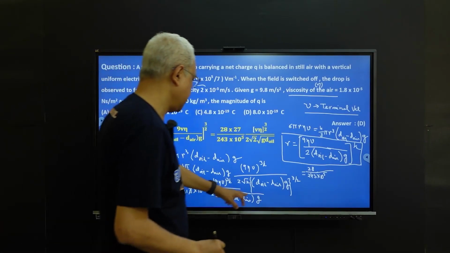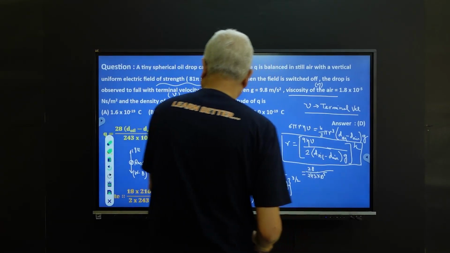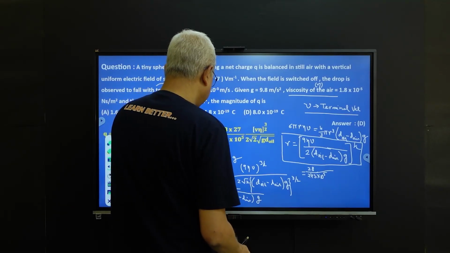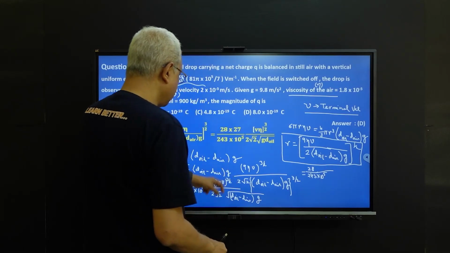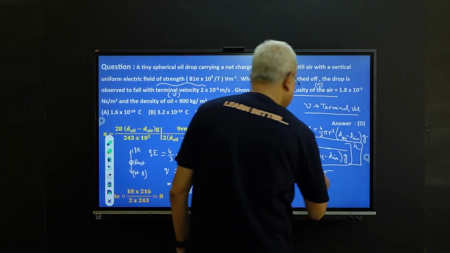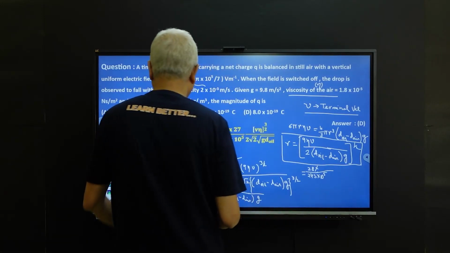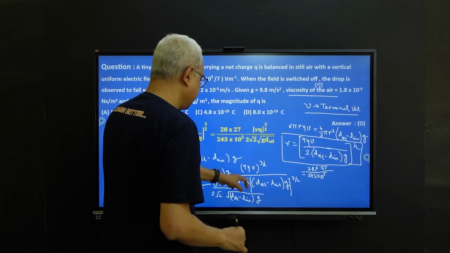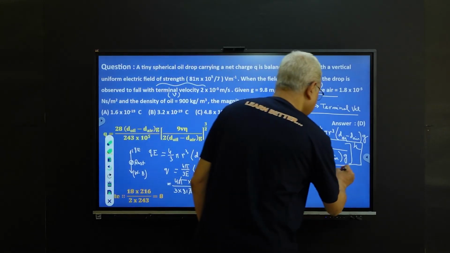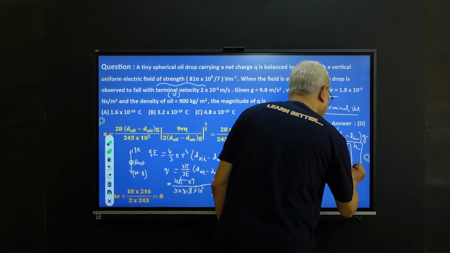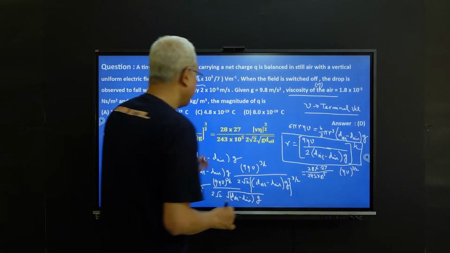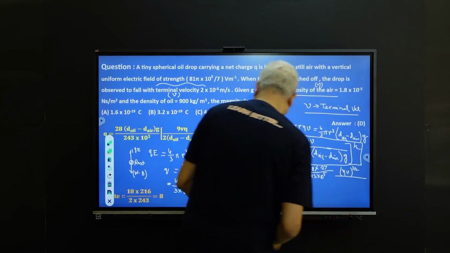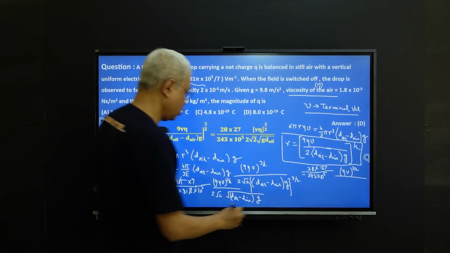Here, what happens? For d oil, there is an expression for V. This is (9 eta V) whole to the power 3/2. So it is 27, 28 into 27 eta into V whole to the power 3/2. And in the denominator, what we get? 2 root 2.